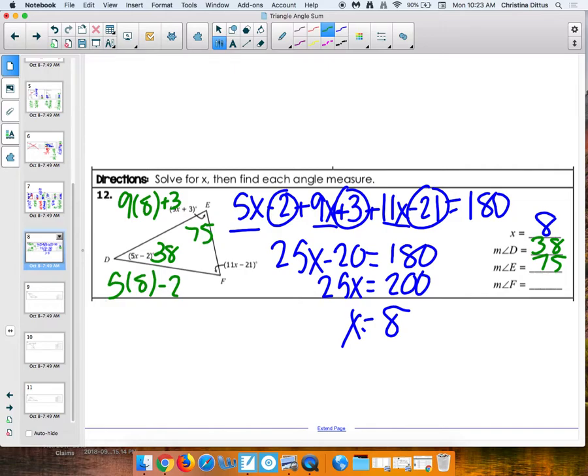F, I want you to plug in as well. So 11 times 8 minus 21. How much is that? 67. Yes. On a quiz or test, I can check by adding all of those and it better equal 180. 180. It even does.